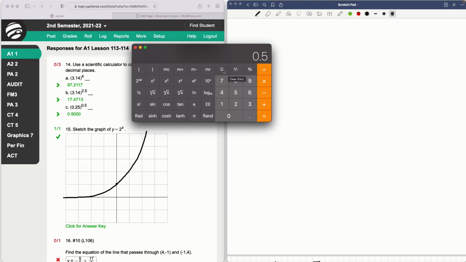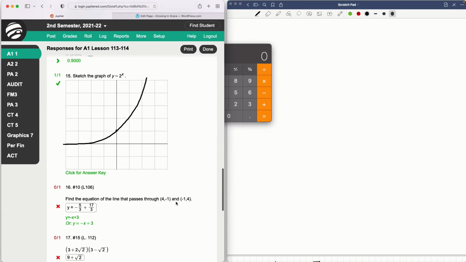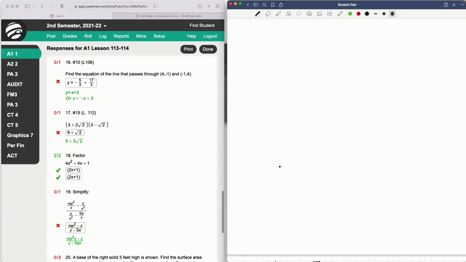All right, so for that one, let's continue. Let's look at the next one you messed up or somehow didn't understand. Yeah, these are a little confusing and they're multi-step, so that's why you didn't quite get this one right. So what we have to do is find the equation of the line that passes through 4, -1 and -1, 4. All right, so 4, -1 and -1, 4.